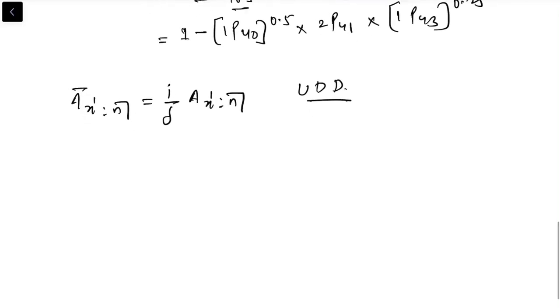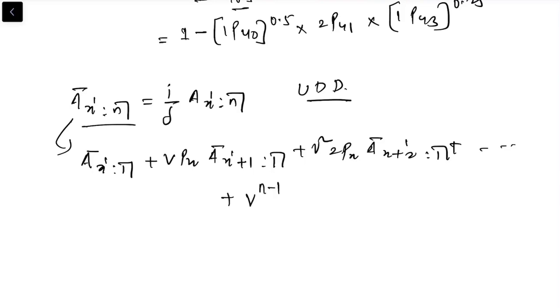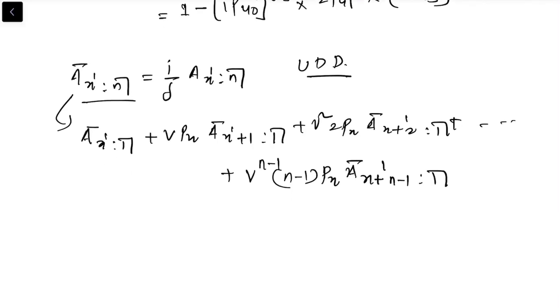All right, so now can we write this term on the left side as ā_x:n = ā¹_x:1 + v p_x ā¹_{x+1:1} + v² ₂p_x ā¹_{x+2:1} + and so on, and the last term will be vⁿ⁻¹ ₙ₋₁p_x ā¹_{x+n-1:1}. So can we write this?